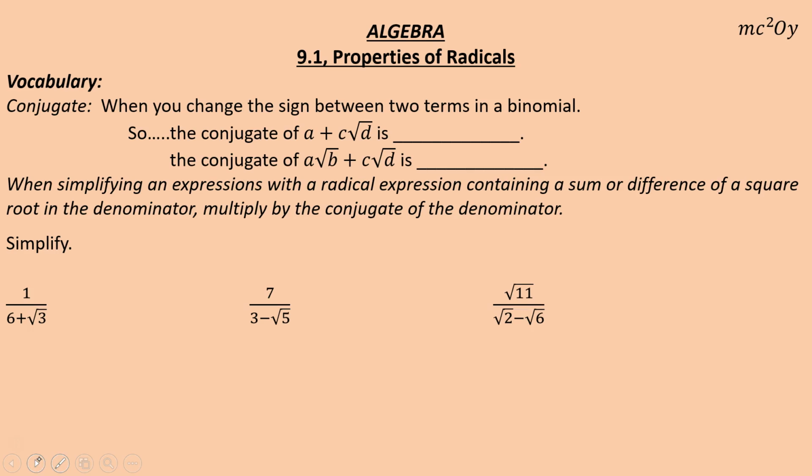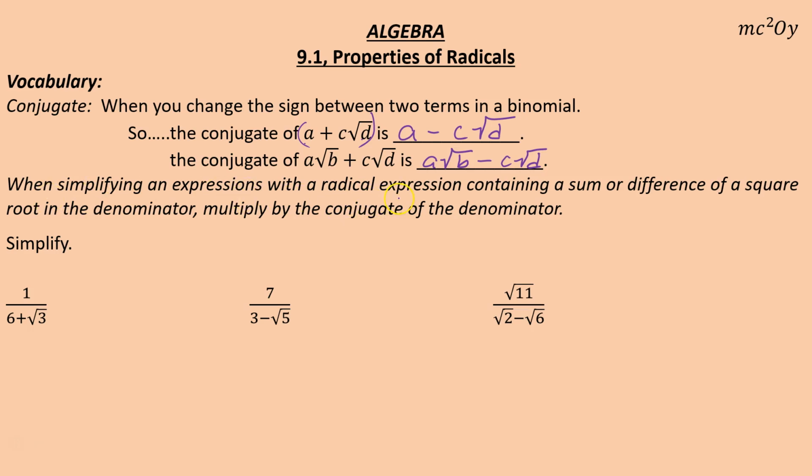Okay. The conjugate: when you change a sign between two terms in a binomial, it's called a conjugate. So the conjugate of a plus c root d, well, here's your binomial, a plus c root d, is a minus c root d. And the conjugate of a root b plus c root d is a root b minus c root d. Now you might ask why that is and why that's important. Well, I'll show you here in a minute.